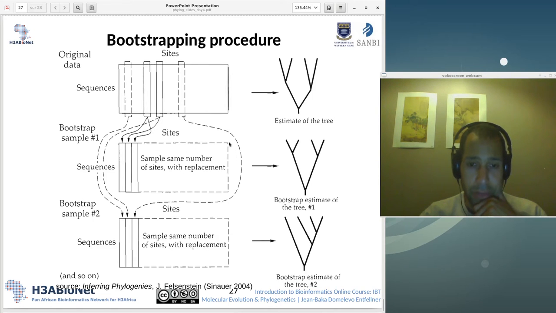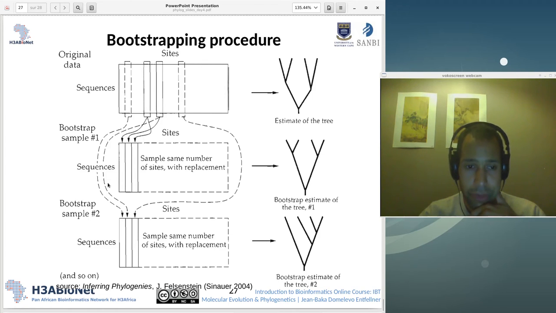On this pseudo alignment, we do exactly as if we imagine it's a true alignment, and applying the same inference method as we used earlier, we infer another tree. And this tree can be the same or different from the original tree. Okay, we do this independently. We bootstrap several times independently.